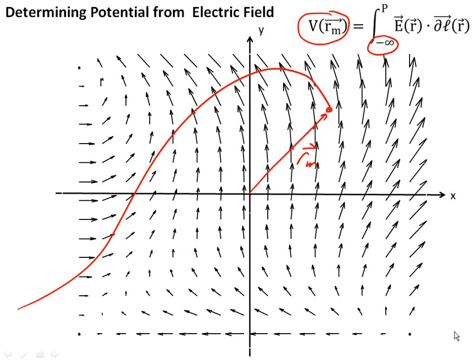Exactly the same idea. It doesn't matter if I start at infinity out here and come in a straight line, or start at infinity and come in a straight line out here. As long as I start far enough away, any path I choose that ends at the point given by this vector r sub m is going to give me the value of the potential there.